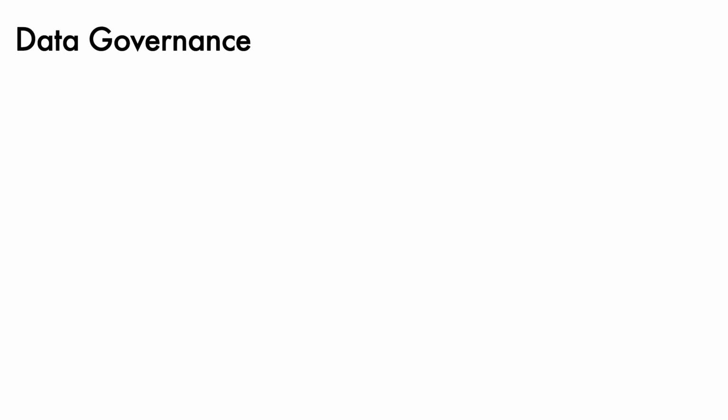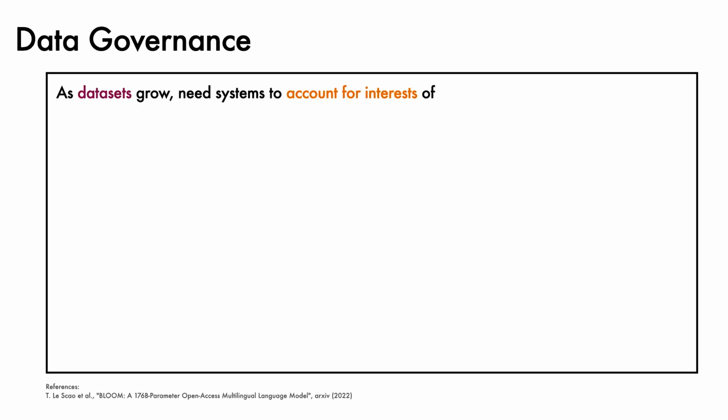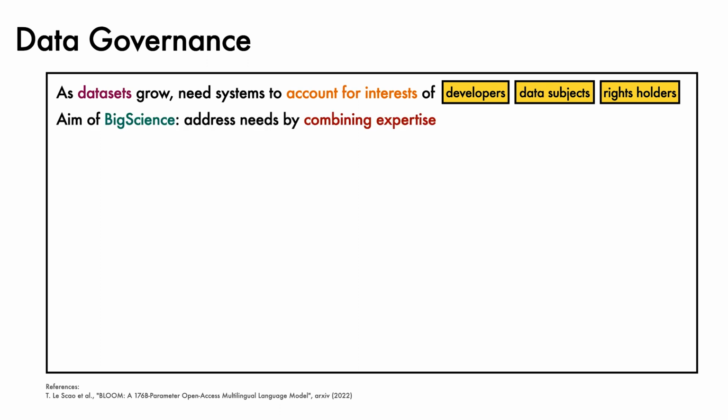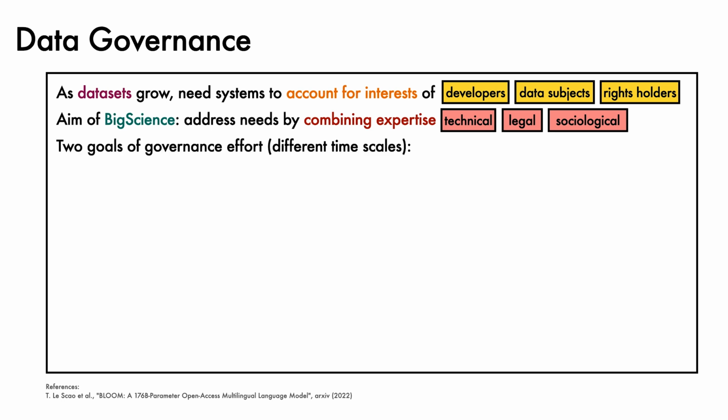We next turn to the question of data governance. As datasets continue to grow in scale to train large language models, we need new systems and ways to account for the interests of the developers, data subjects, and rights holders. One aim of BigScience was to address these needs by combining technical, legal, and sociological expertise. There were two goals for the governance efforts as part of the workshop, operating over different timescales. The first was to explore structures for long-term international governance of data.